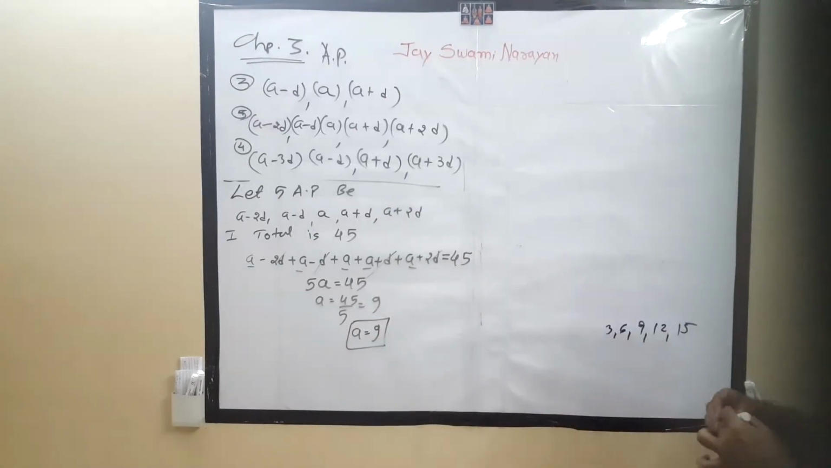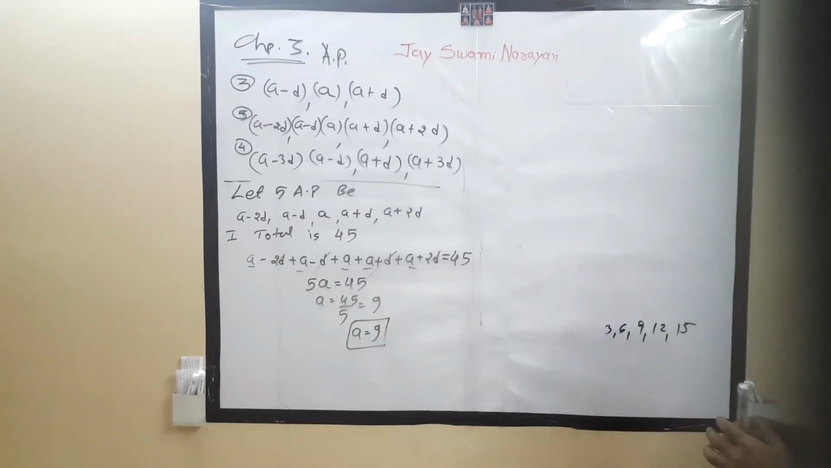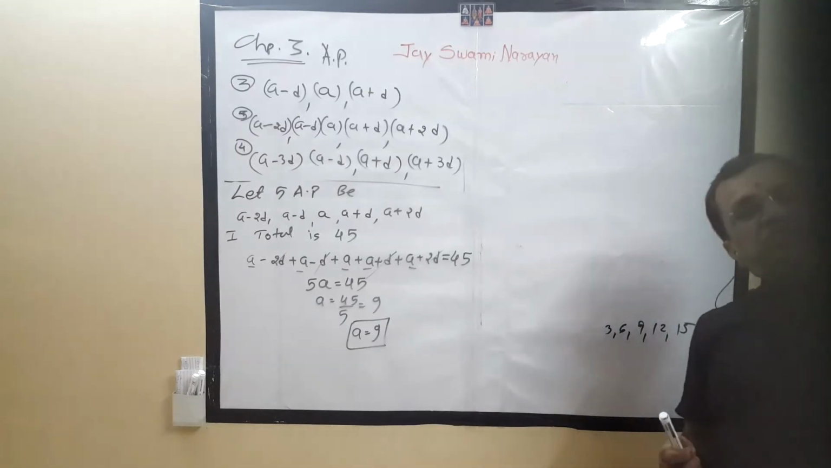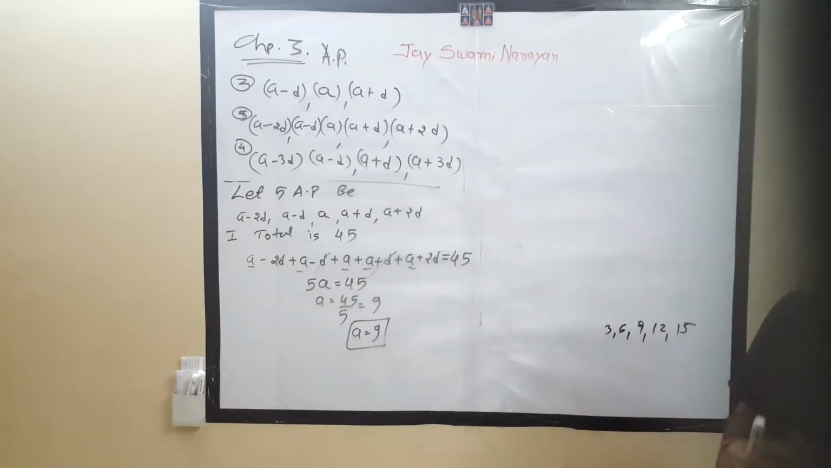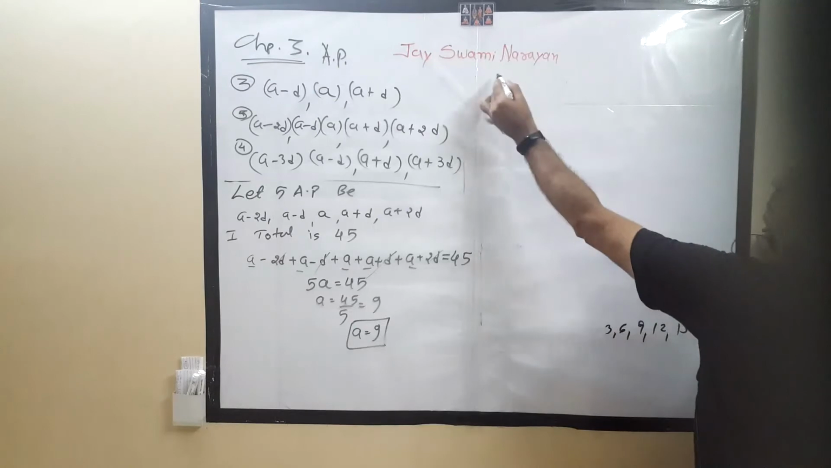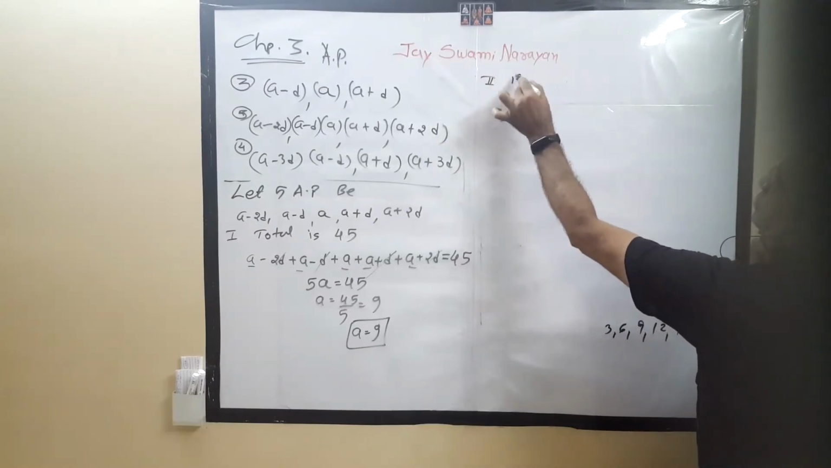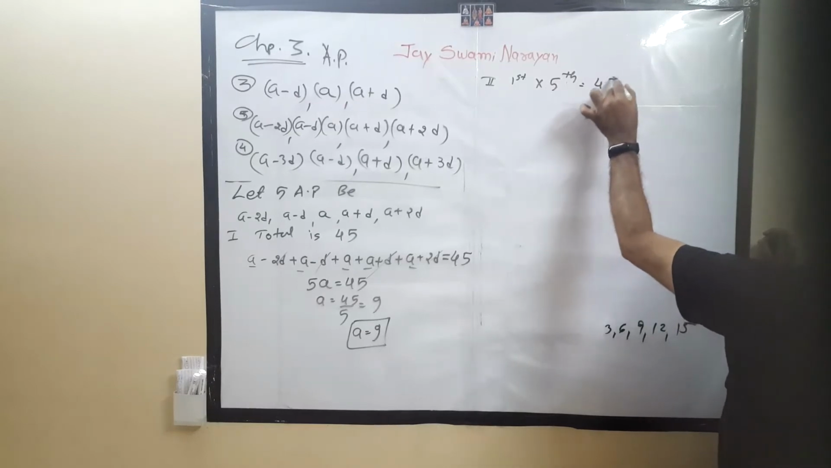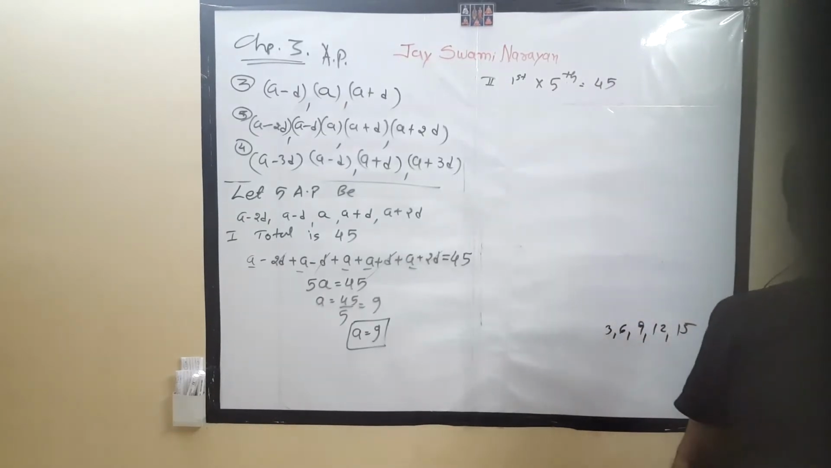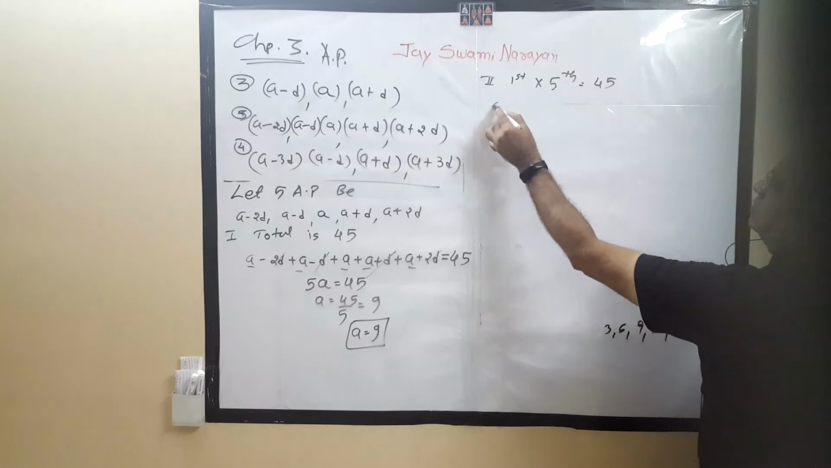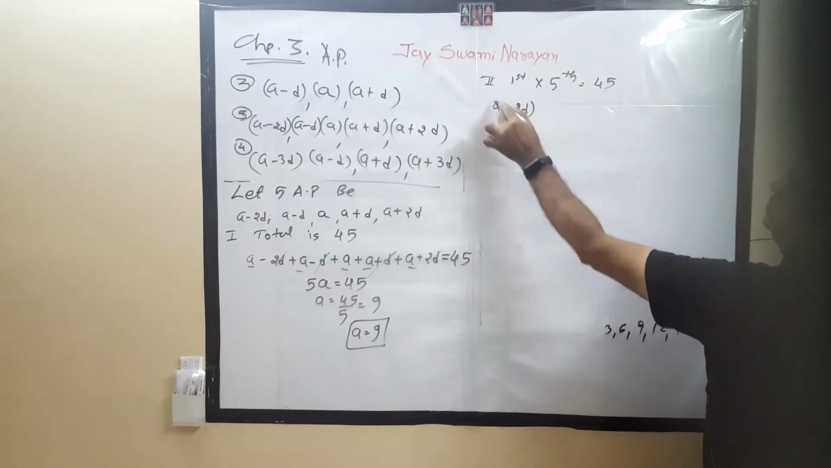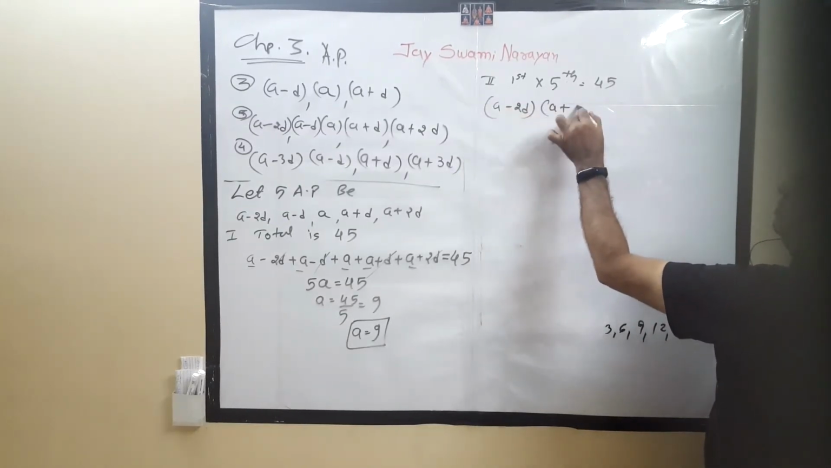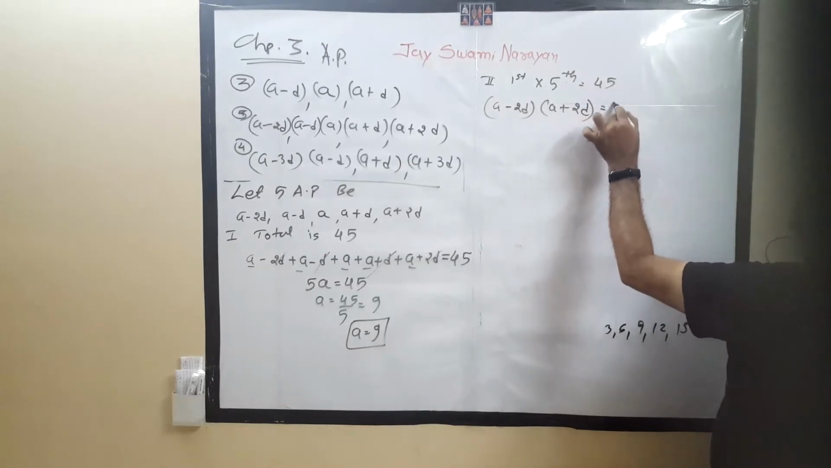Correct? Now the product of the first term and the last term is also given as 45. Second condition, first into fifth is also 45. So the first term is what? A minus 2d. The last number is what? A plus 2d. And the product is what?